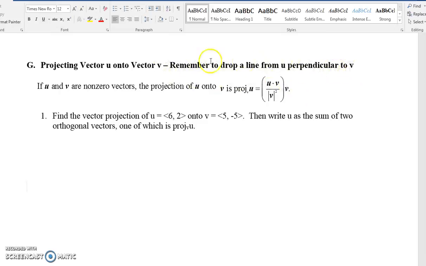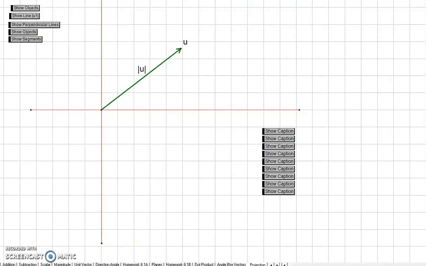And then my other little hint here that I put in the notes is just to remember that you want to drop a line from u that's perpendicular to v. All of that will make much more sense as we look at a picture of this on Sketchpad.